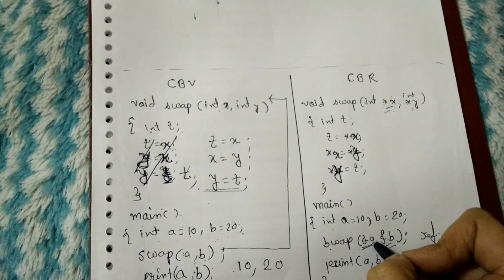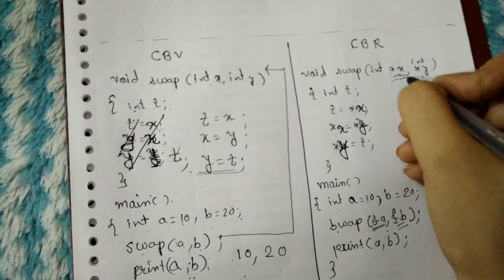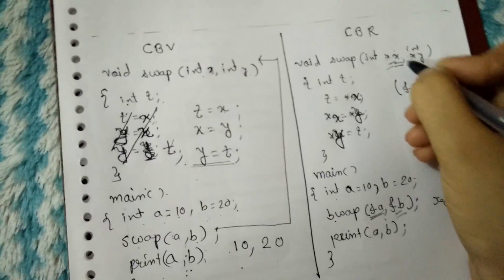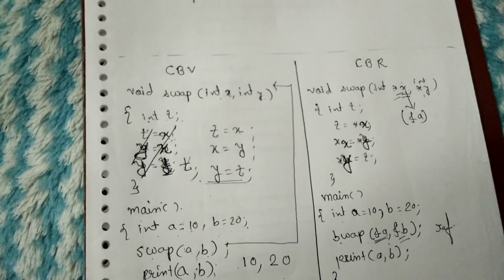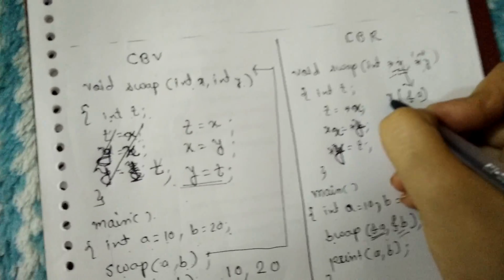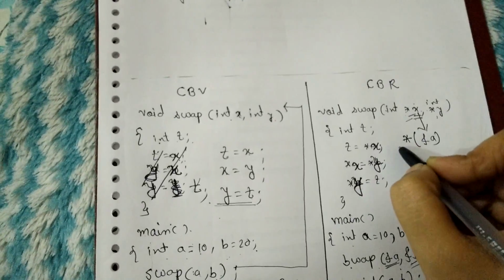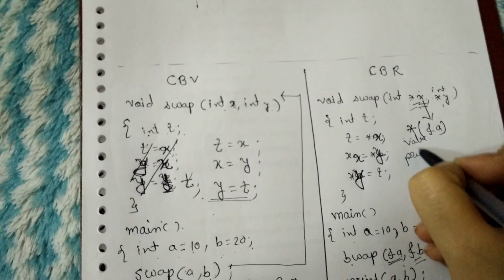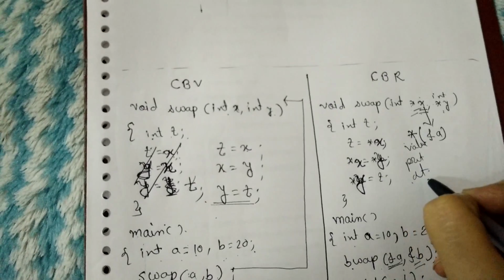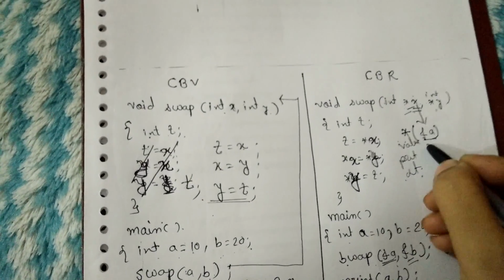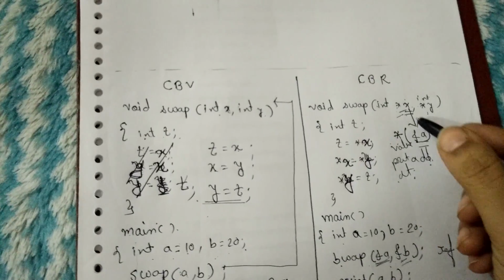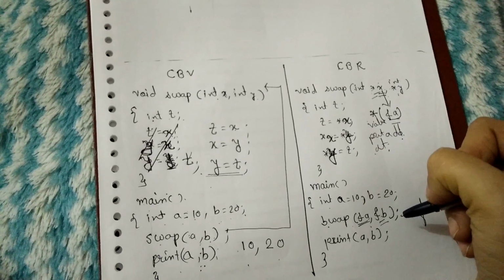The address of A will be stored into x. So x is replaced by the address of A. In front of that we have a pointer sign, and the pointer sign indicates the value present at this address. That is nothing but the concept of call by reference.